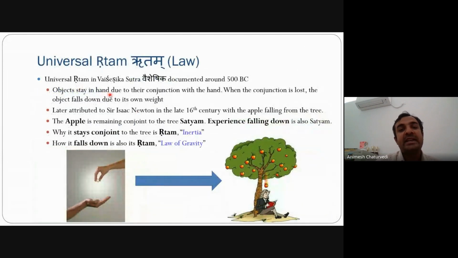What are examples of Ritam? One of the famous examples of Ritam was mentioned in the Vaisheshika Sutra, which was documented around 500 BC.